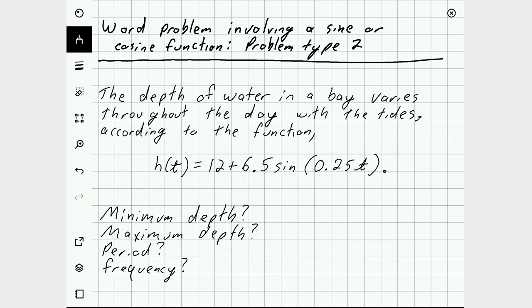We're asked for four pieces of information: the minimum depth, the maximum depth, the period, and the frequency. Two things that I have not mentioned here. The depth of water, h, is measured in feet, and the time t is measured in hours since their most recent settle point. So, probably since dawn, it doesn't really say, it just says in hours.